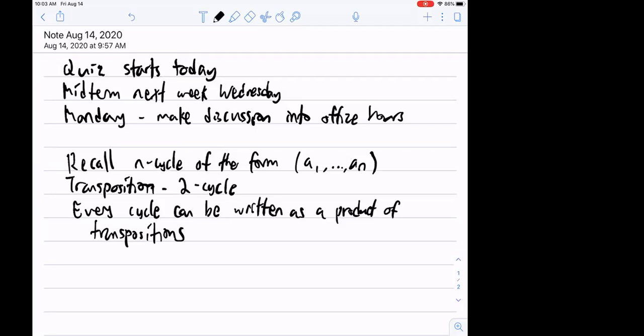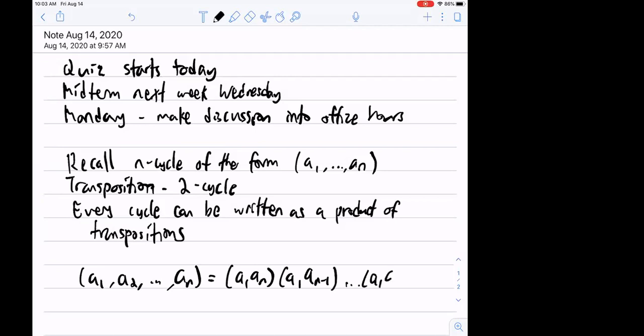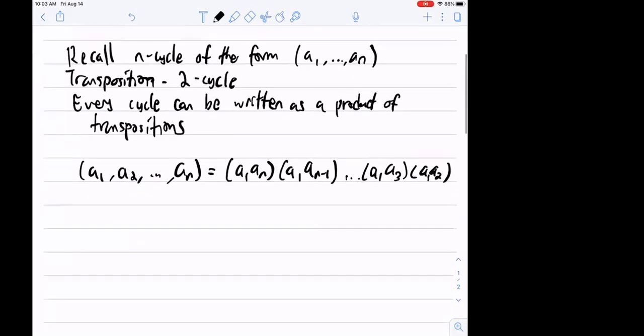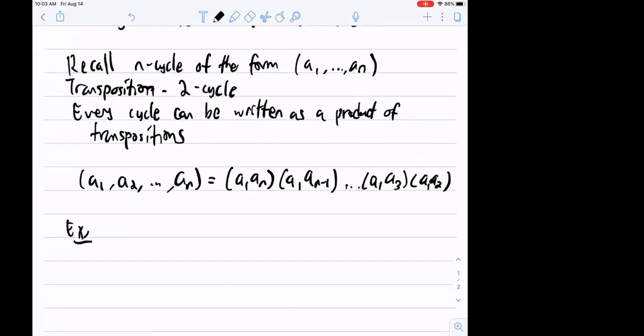So if I have a disjoint cycle (a1 a2 ... an), this is actually (a1 an)(a1 a(n-1)) all the way to (a1 a3)(a1 a2). For example, (1 2 3 4) is (1 4)(1 3)(1 2), right? You can check.